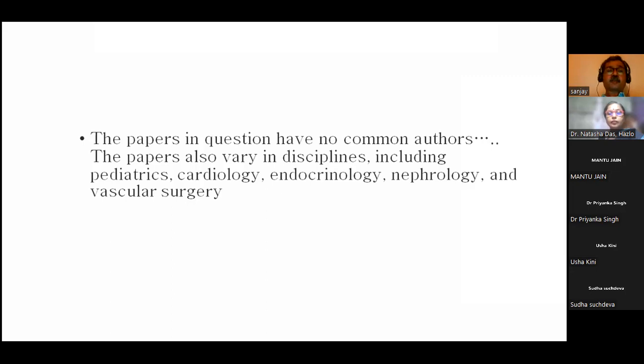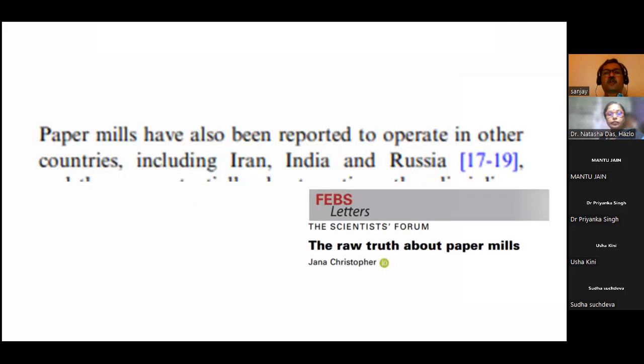And so you will understand that a referee reviewing a paper in pediatrics is not going to be reviewing a paper in nephrology. So the same data or the same images, Western blots, were being sent to different journals, and referees are not going to know that it's been sent elsewhere. It's going to pass peer review. I should also note that paper mills have been reported to operate in other countries, including Iran, India, and Russia. So India is very much out there, one of the world capitals of paper mills, I'm sorry to say.